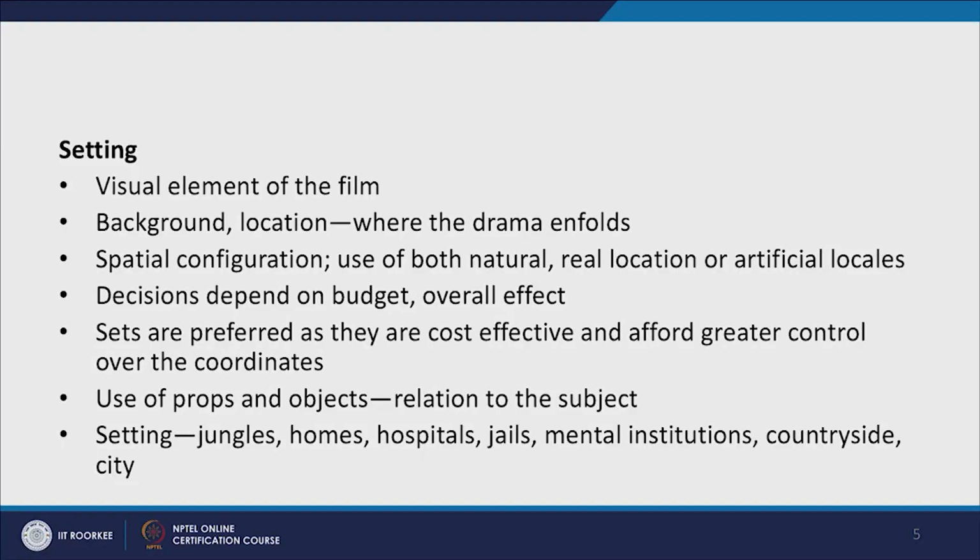So, normally it is considered that the sets or the VFX created special effects are helpful because they are cost effective, and at the same time filmmakers can have greater control on them. So, the use of props and objects is depicted in relation to the subjects also, and different types of settings can be easily made with the help of computer simulations also.